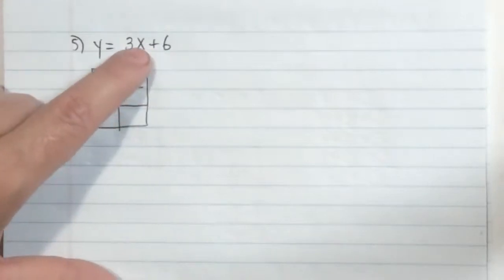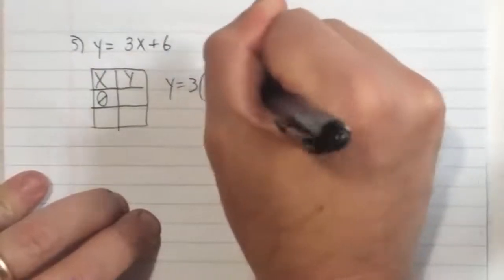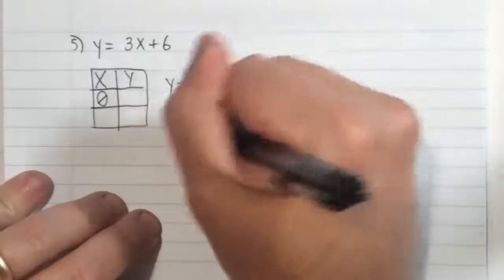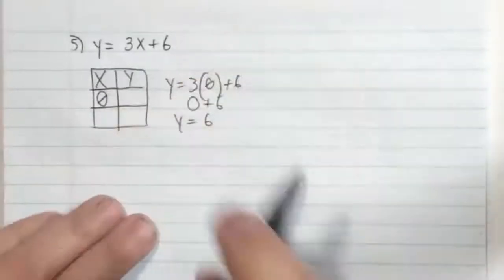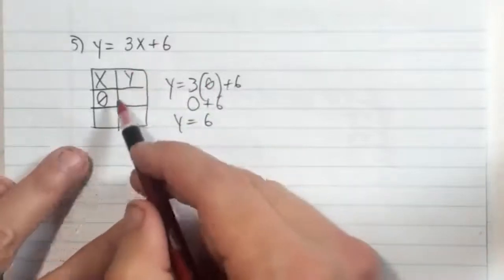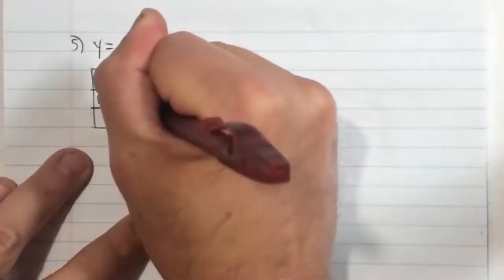So in other words, if I pick 0 here for x, it's pretty easy to solve this, right? So y is going to equal 3 times 0 plus 6. Well, what's 3 times 0? 0. 0 plus 6 gives me 6. So when I pick 0 for my x value, my y is going to be 6.